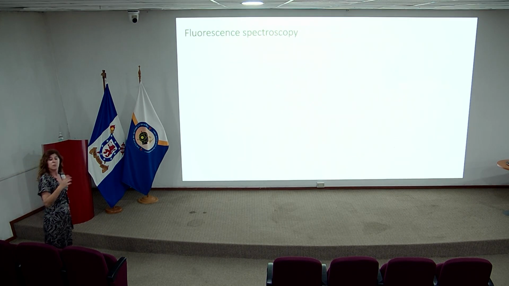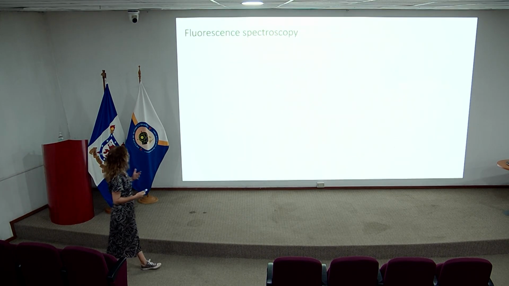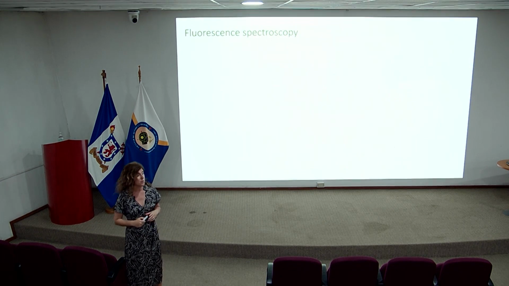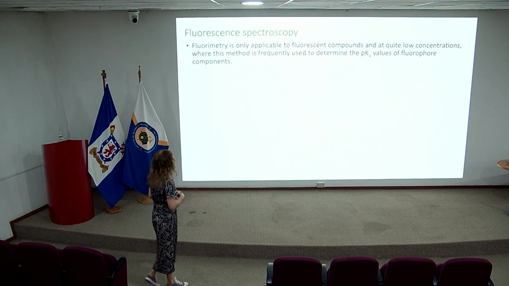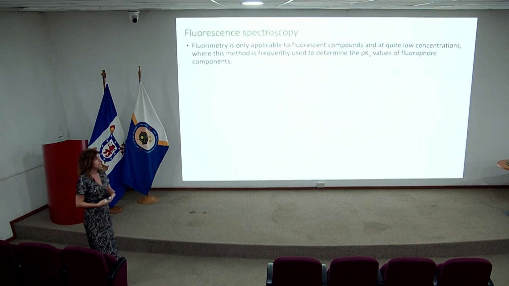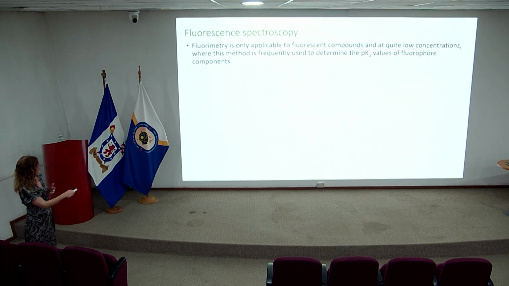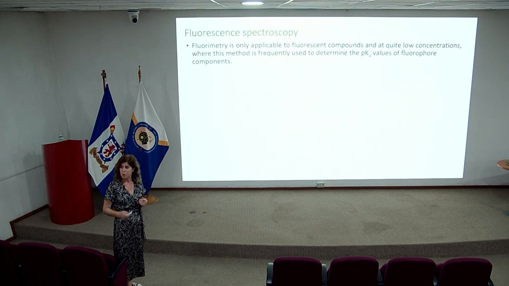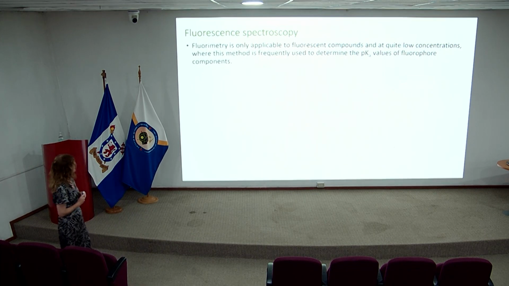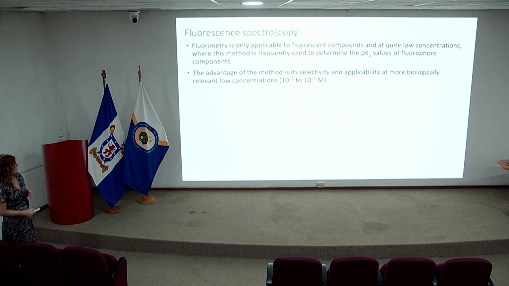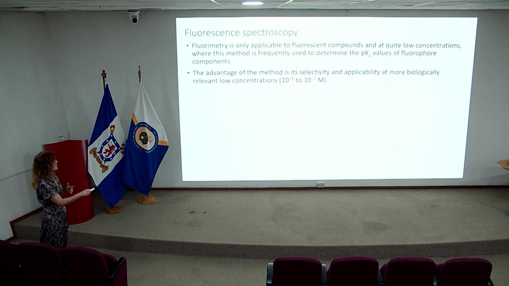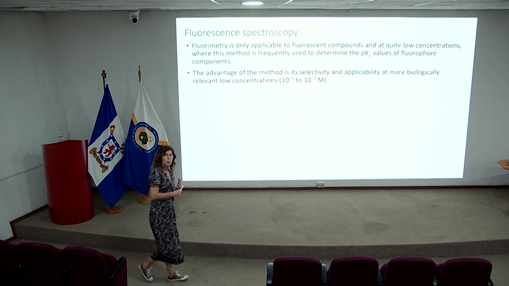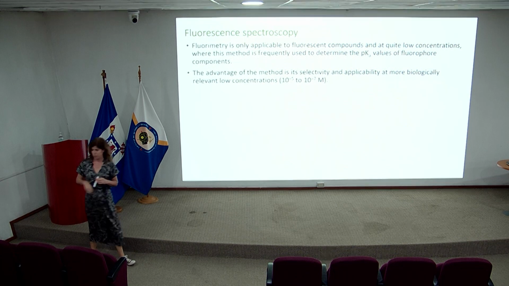We can also use fluorescence. Fluorescence has advantages and disadvantages. It's a bit like the circular dichroism. It can only be used when the molecules are fluorescent, and it is frequently used to determine the protonation constants of ligands which are fluorescent, but it has several advantages. It is selective, and it can be applied at a more biologically relevant concentration.